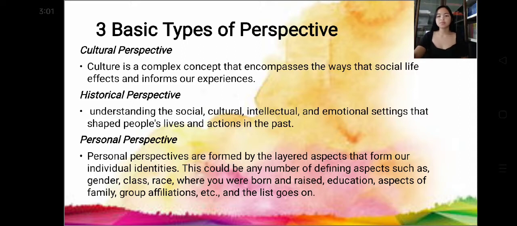First is the cultural perspective. Culture is a complex concept that encompasses the way that social life affects and informs our experiences. In addition, the cultural perspective is viewing a situation through the eyes of individuals' native environmental and social influences. Example, hospitable: Filipinos are known for being welcoming and friendly and having so much respect for the elders.